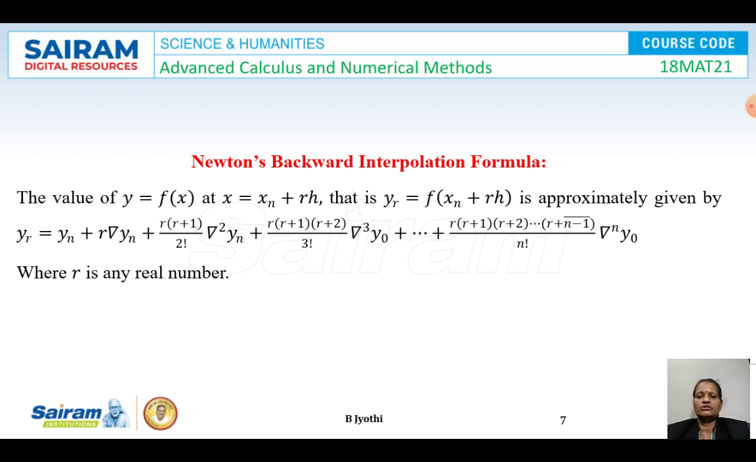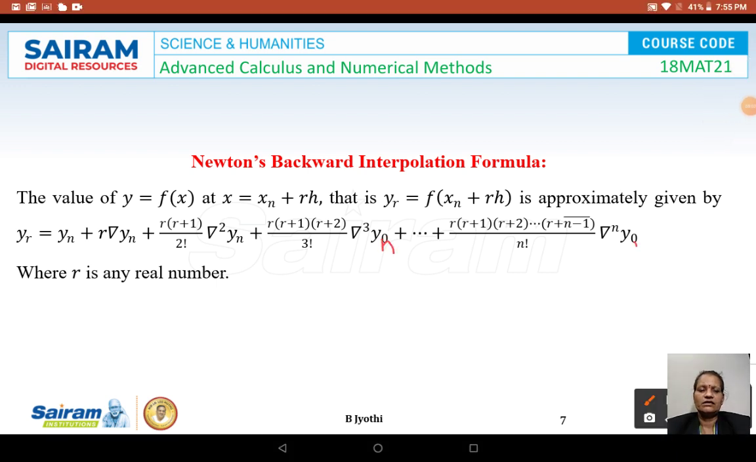The value of y equals f of x at x equal to xn plus rh, that is yr equal to f of xn plus rh, is approximately given by yr equal to yn plus r nabla yn, that is nabla we call it as, plus r into r plus 1 by 2 factorial nabla square yn plus r into r plus 1 into r plus 2 by 3 factorial into nabla cube yn, etc., r into r plus 1 into r plus 2, etc., divided by n factorial into nabla power n of yn, where r is any real number.